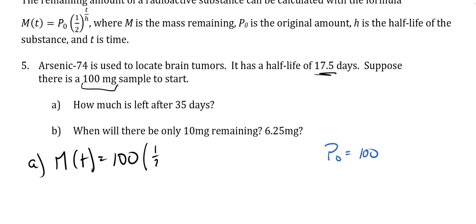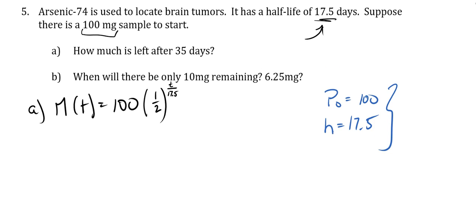It's a half-life, so the multiplier is a half. Something else that we're going to explore is when we change the multiplier, so when we change the 1/2. And then my exponent is always t, divided by the amount of time it takes for 1 half-life to occur, which is 17.5 days. So h is 17.5. Those are our givens. And A is pretty easy. How much is left after 35 days? So M at 35 equals 100 times 1/2 to the 35 over 17.5.